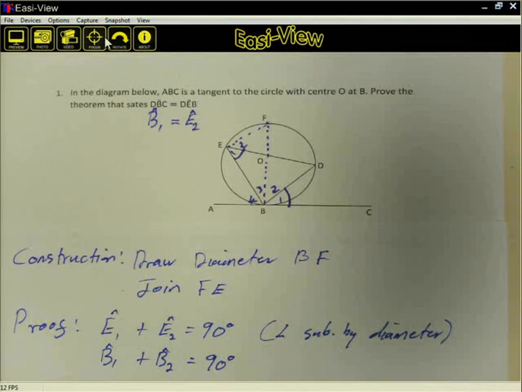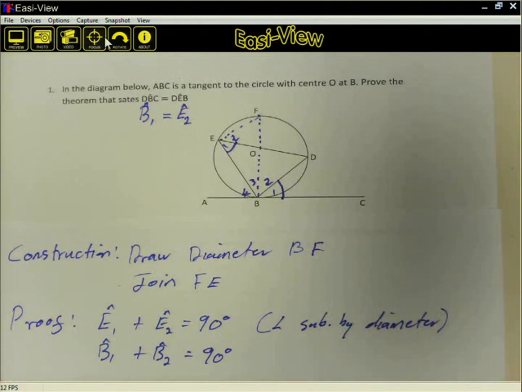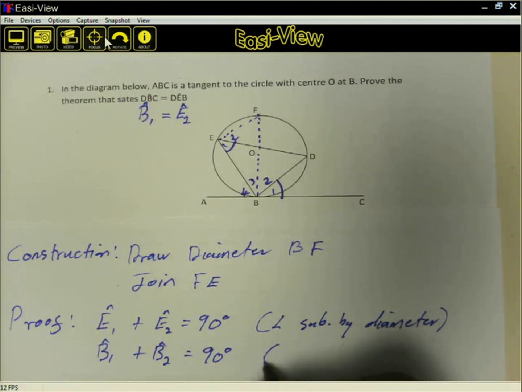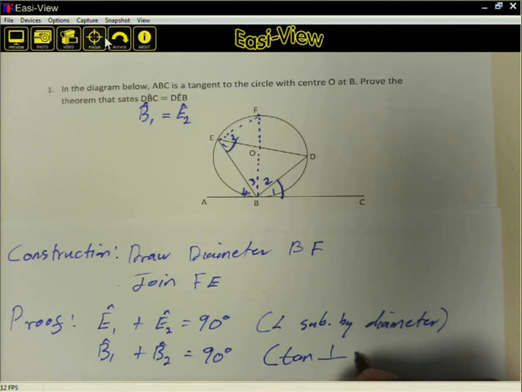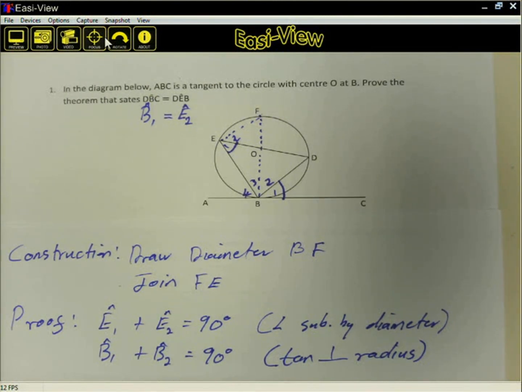Let's check the reason for that statement. Can you give me the reason? Check out the reason, learners. Why do I say angle B1 plus B2 is equal to 90? The reason is because a tangent is always perpendicular to the radius. You know the theorem that states a tangent to the circle is perpendicular to the radius at the point of contact. So that's why we say angle B1 plus B2 is equal to 90 degrees.